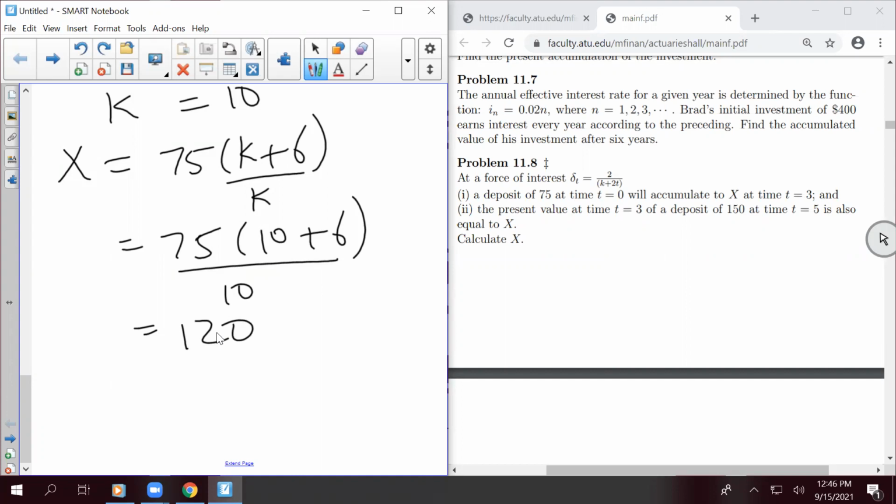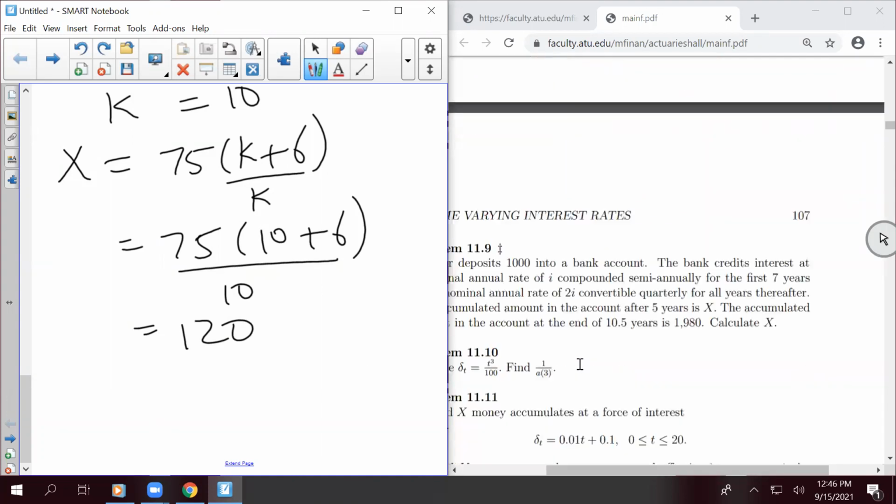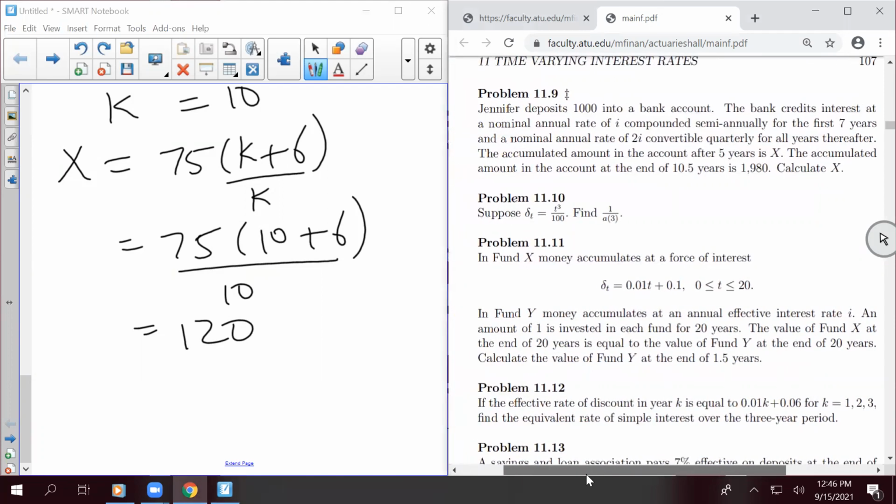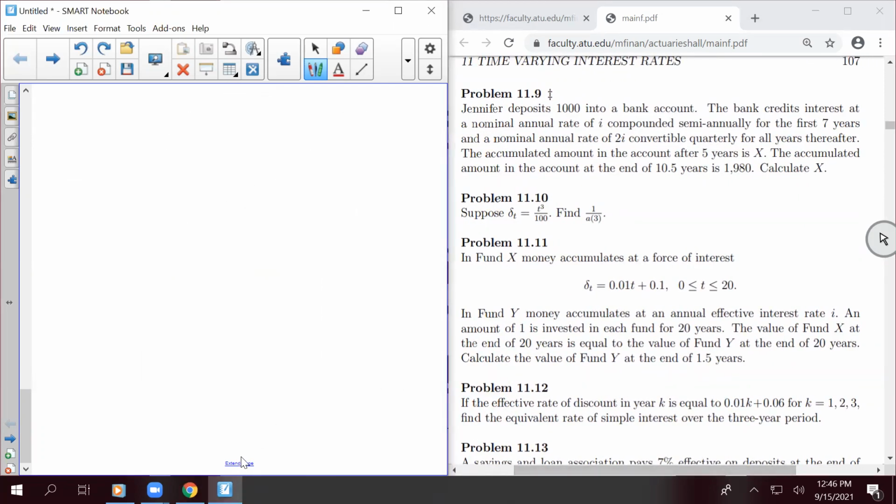Okay. Let's look at number 9. Jennifer deposits 1,000 into an account. The bank credits interest at a nominal rate of i compounded semi-annually for the first 7 years and a nominal rate of 2i convertible quarterly for all years thereafter. The accumulated amount in the account after 5 years is X. The accumulated amount at the end of 10.5 years is 1980. Calculate X.